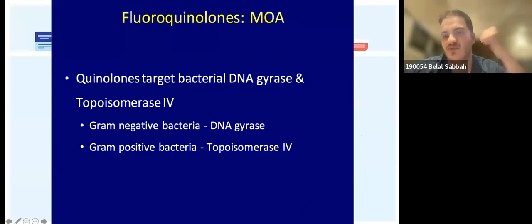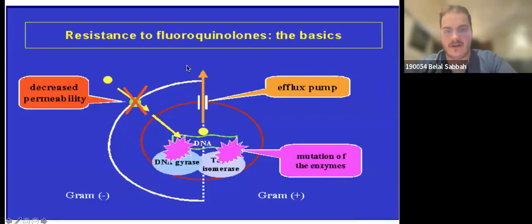Okay, so changing the enzyme is one way. Which enzyme? Both, right? Both enzymes could be mutated. So yeah, exactly, that's one way. What are the other two ways? And these other two ways, you can find with the other drugs as well. They can kick out the drug, yes, using an efflux pump, right? So that's the next slide here.